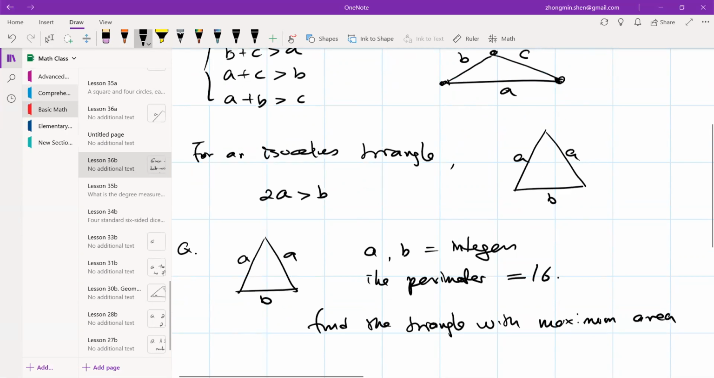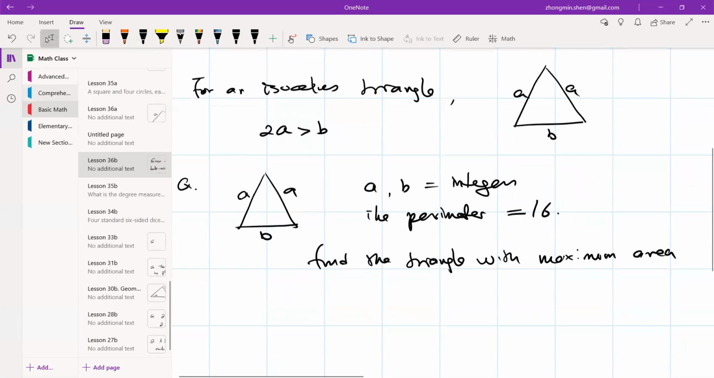They are not unique. You have several triangles satisfying this condition. First of all, A and B must be integers, so you don't have infinitely many triangles. If you do not assume A and B are integers, then you have infinitely many triangles, and it's much harder, and you have to study calculus to solve this problem. But since A and B are integers, you only have finitely many such triangles, so you can determine the largest possible area. Okay, so let's do it.